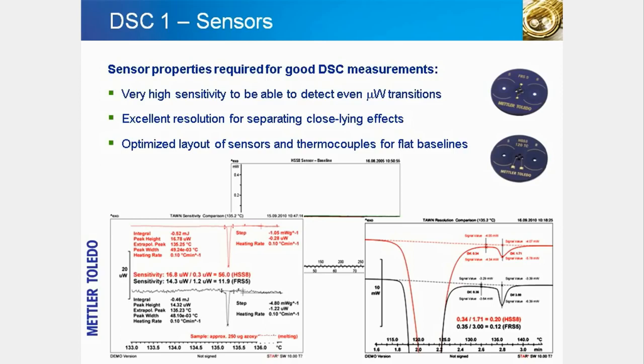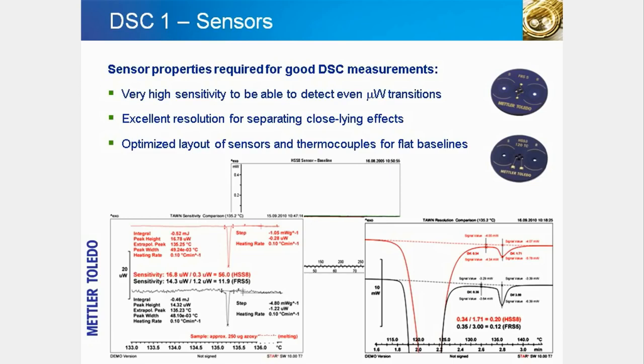In this case, the large melting peak at about 118 degrees was clearly separated from the small liquid crystal transition at about 135 degrees. The experiment was performed at a heating rate of 20 degrees per minute using 5 milligrams of sample. The results demonstrate that both sensors exhibit very good resolution. The measurement curves also show that the response of the FRS5 full-range sensor is faster than that of the HSS8 high-sensitivity sensor.